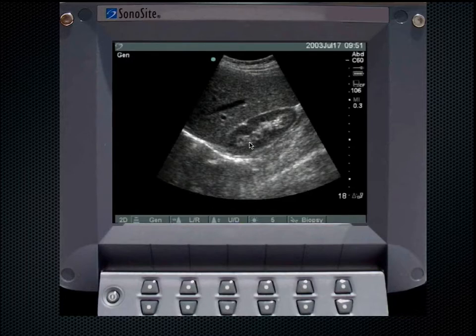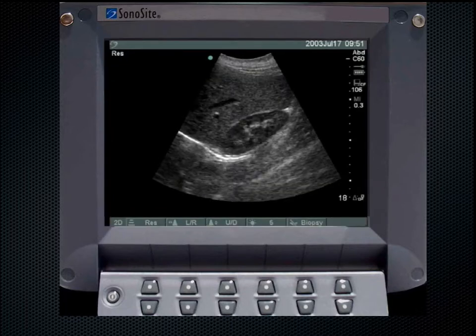Now, as this image illustrates Morrison's pouch, this is the liver here, this is the kidney here, and this is the diaphragm over here. The interface between the kidney and the liver is called Morrison's pouch. Now, when I go from the general mode, I push this button here. It's going to toggle it up to the resolution mode. I don't know if you could tell, but the dots got a little bit closer together. Things got a little bit more resolute.